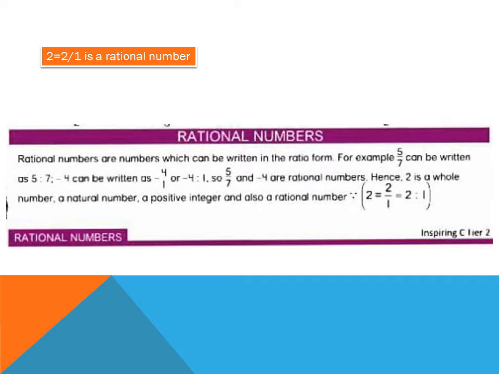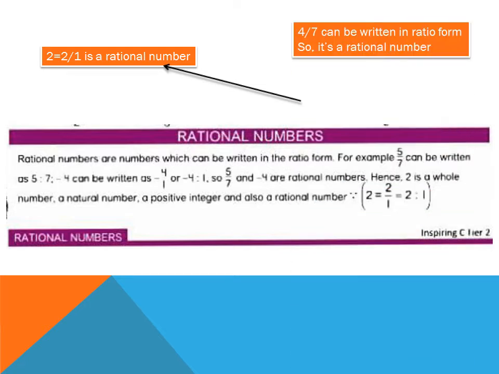So the number 2 can be represented as 2 by 1. So 2 by 1 is a rational number. In the same way, any integer can be represented in this way. For example, minus 7 can be represented as minus 7 by 1. 0 can be represented as 0 by 1. 100 can be represented as 100 by 1. So all these numbers can be classified as rational numbers.